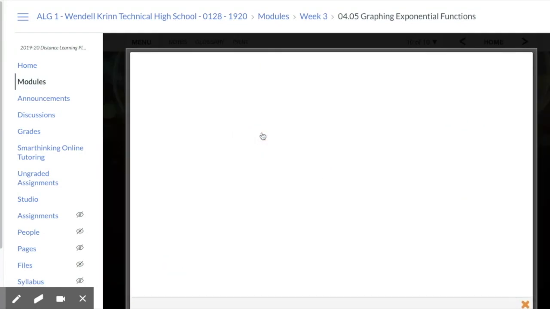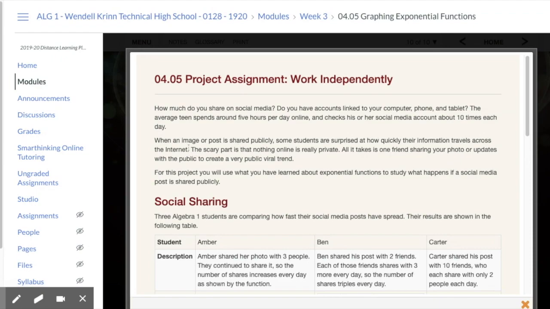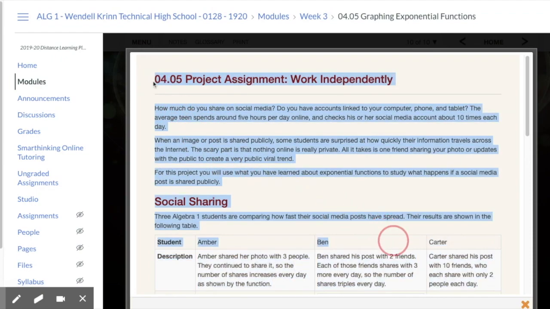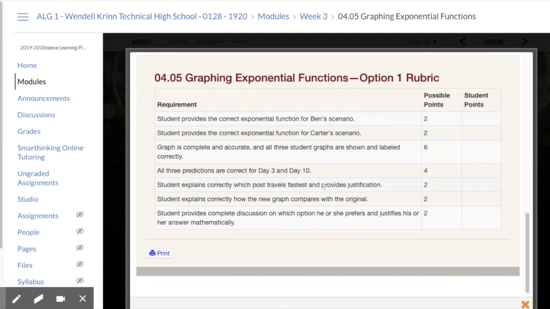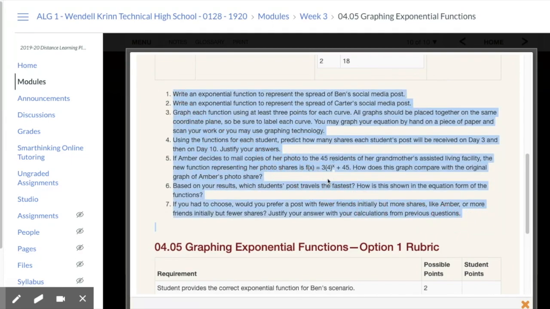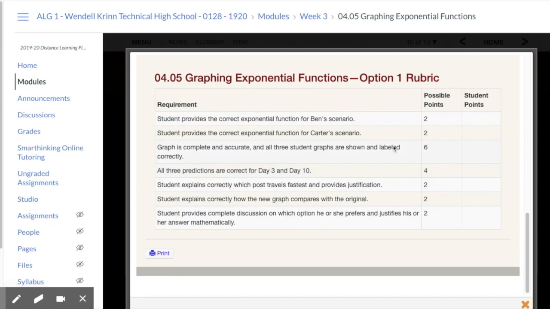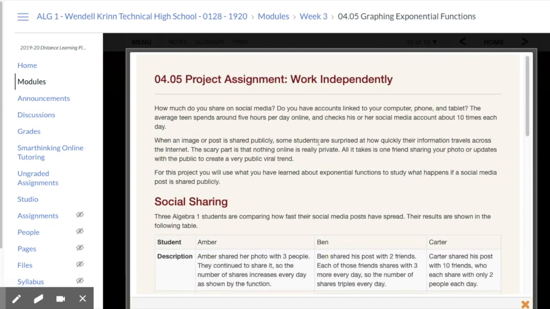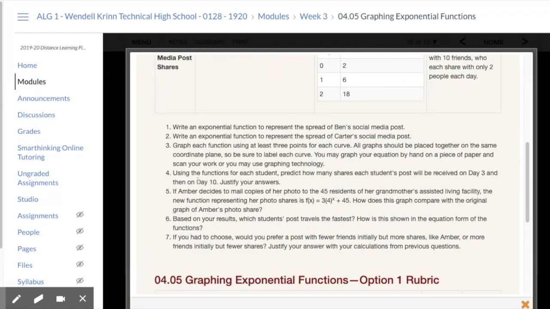What I suggest that you do once you click on it is you can either take all of this, copy it, and paste it into a Word document. It does let you print it, but that kind of doesn't help you, so I suggest you copy and paste. These are the 7 questions that you are to complete, and these are the points for your rubric. Now, one of the questions that I just wanted to point out before you work through this is that you have to graph all 3 of the equations that you create.